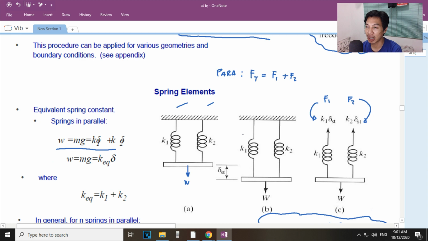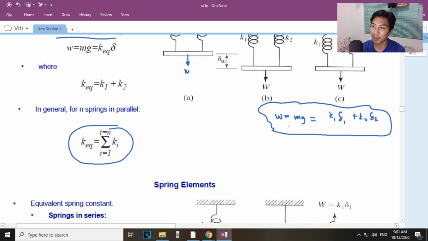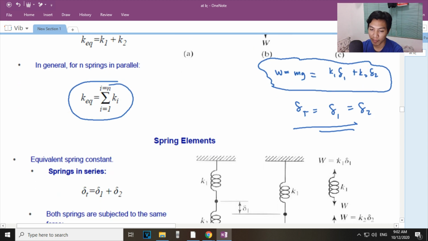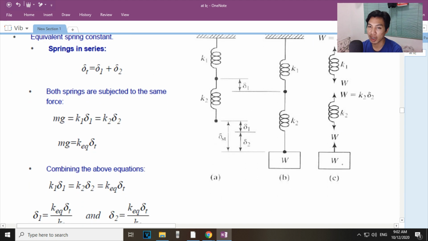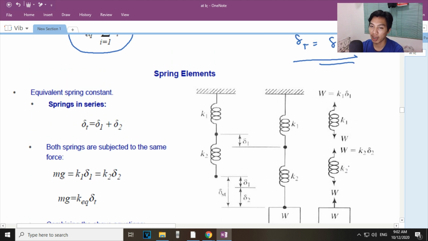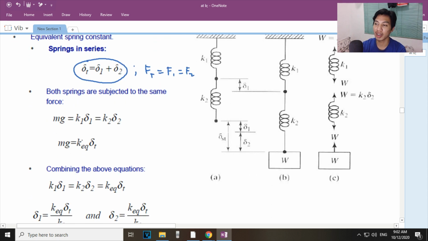Okay? So, naintindihan ba natin? Yung deflection niya, paano ba yan? Sir, pag parallel, yung total deflection niya will be equal to deflection ni 1 equal to deflection ni 2. Same yan. Okay? Paano naman, sir, kapag in series? Ayan. In series, additive ang kanyang deflection. Ang force, sir, yung total force niya will be equal to force 1 equal to force 2. Kabaliktaran naman nung parallel.